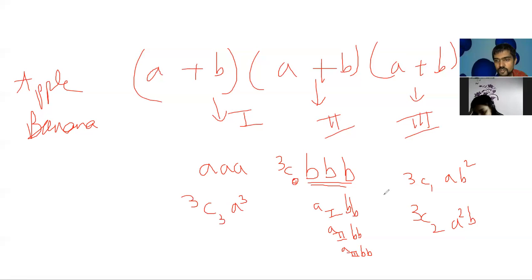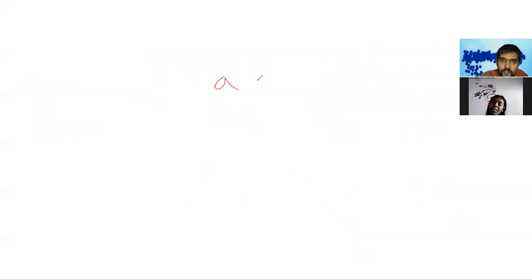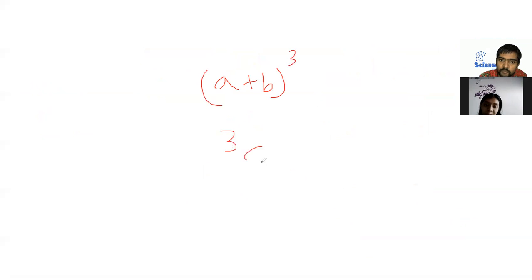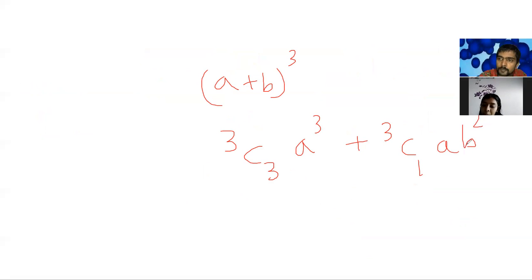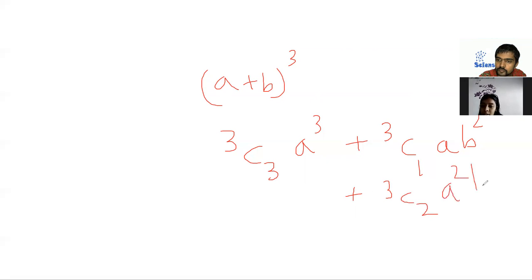Right. So what is happening? You're getting (a plus b) whole cube. You're able to see it as 3 baskets. You chose all 3 apples only, or you can choose 1 apple. So the choice of 1 apple implies the other 2 choices are bananas. Does this make sense? Yes, sir.